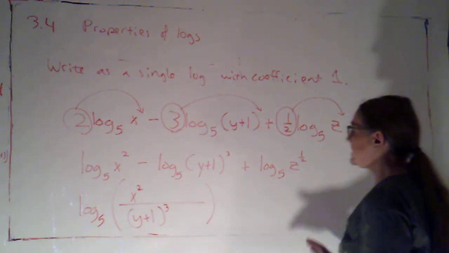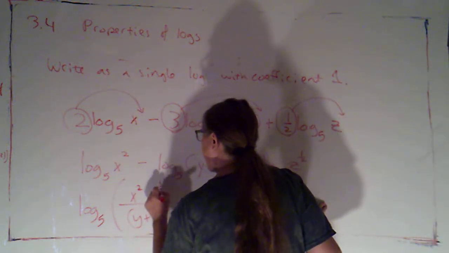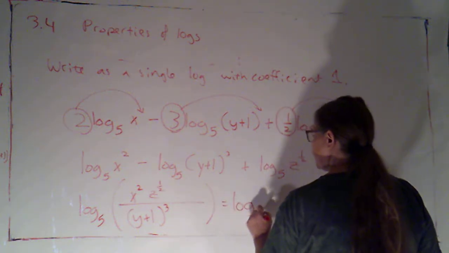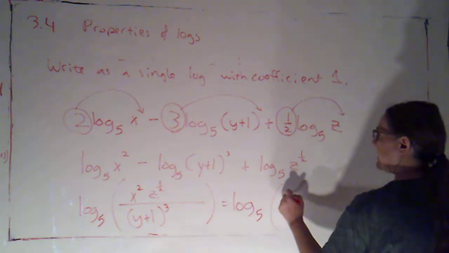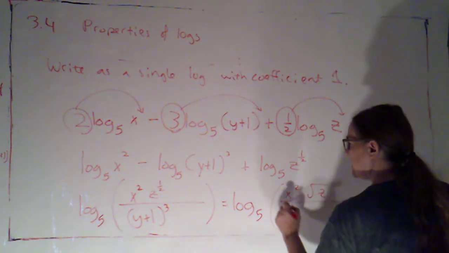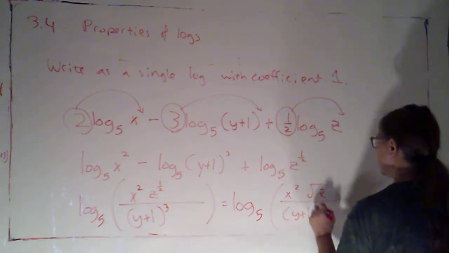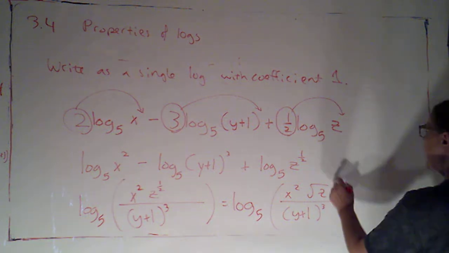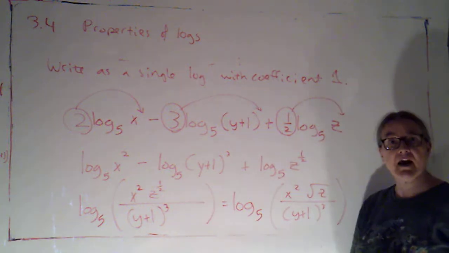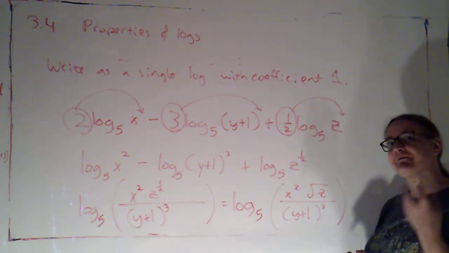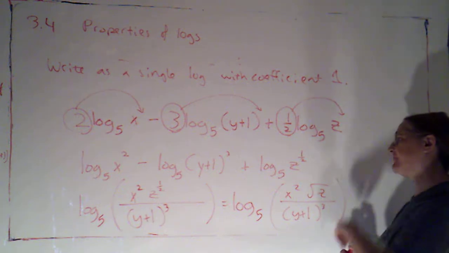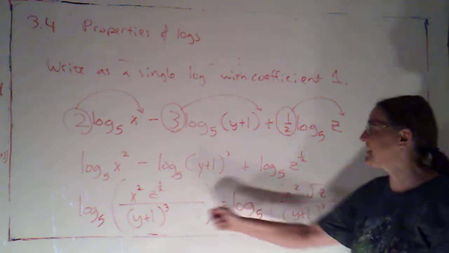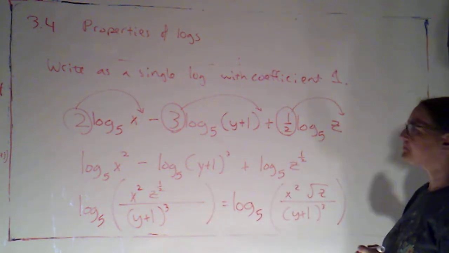Plus the log base 5 of z to the 1/2. And I'm going to just rewrite that as the square root of z. x squared square root of z over y plus 1 cubed. I believe that's generally what the book does in giving the answers in the back of the book. Both of these are correct. Just read the directions carefully. If I specify to write fractional exponents as roots, I would be looking for this. If I don't specify, I would accept either version of the answer.